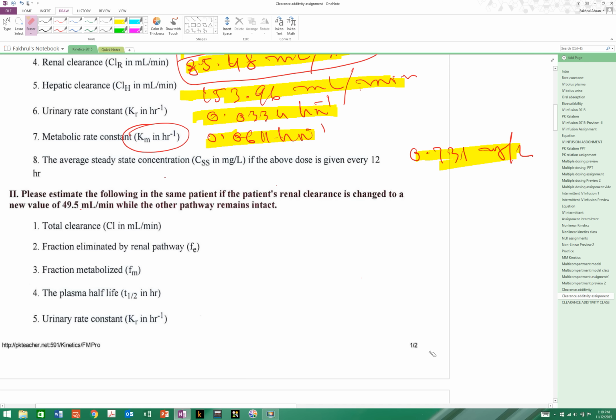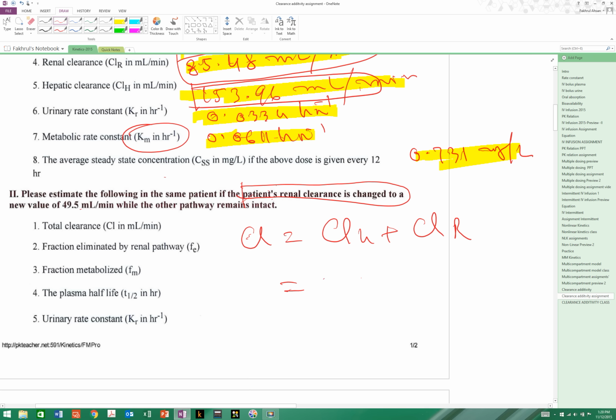So let's go back. I think the renal clearance of the patient has changed. Renal clearance, not hepatic clearance. So then what would be the total clearance? CL is equal to, we know, CLH plus CLR. So our renal clearance has changed. So for total clearance, we know the hepatic clearance is this one.